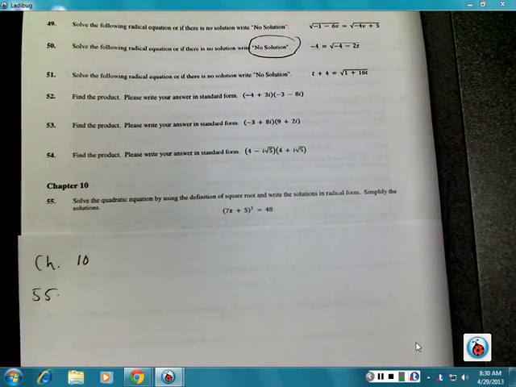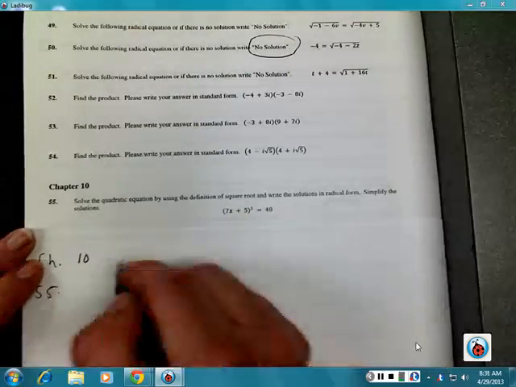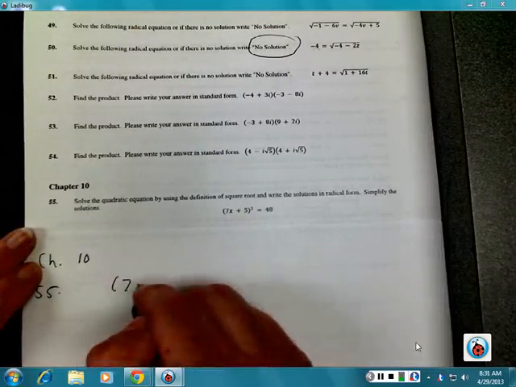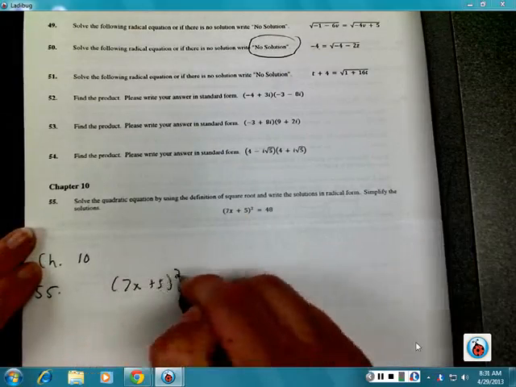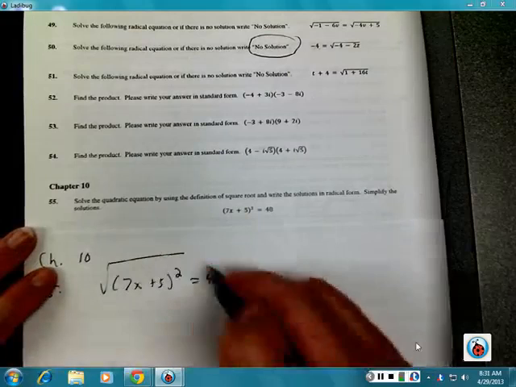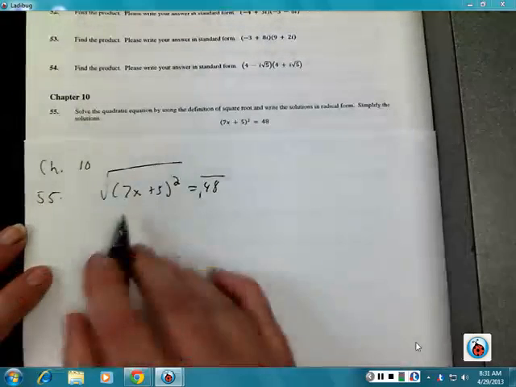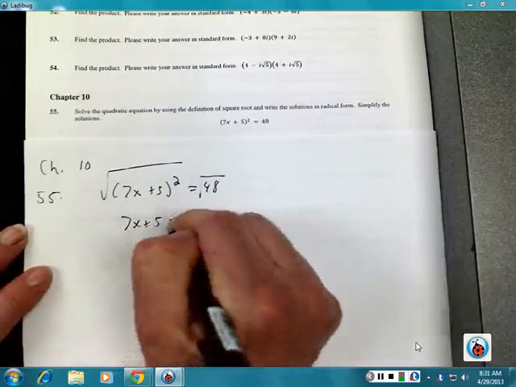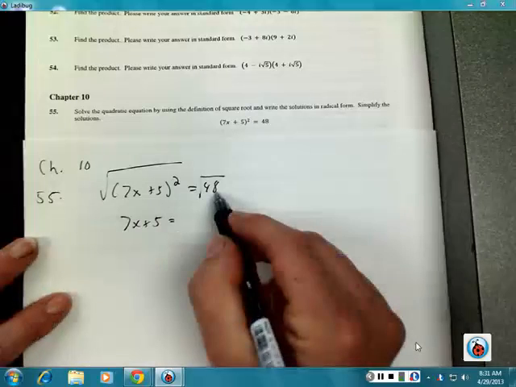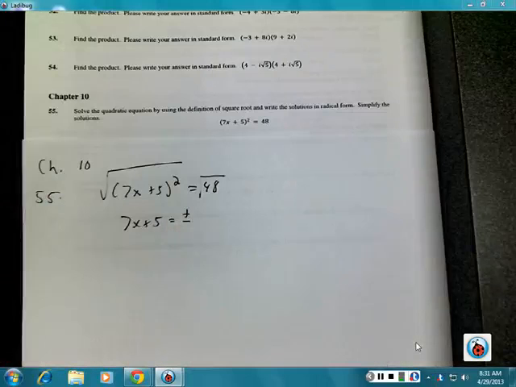Simplify the solution. So if I use my square root property, I have a square on this side and I have 48 over there. So I take each side and take the square root of both sides. That's what I'd have to do to get this solved. So I get 7x plus 5 on the left. And what does 48 break down to? And we need a plus or minus because it could go either direction.